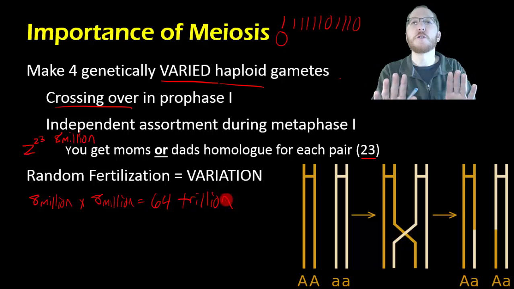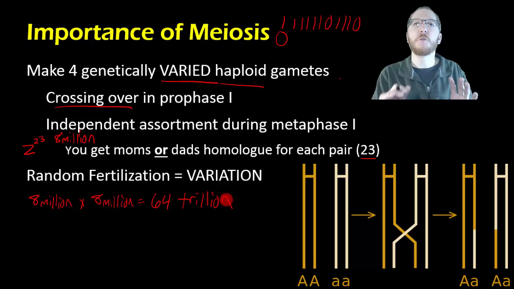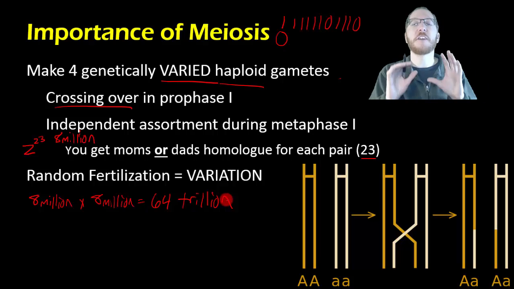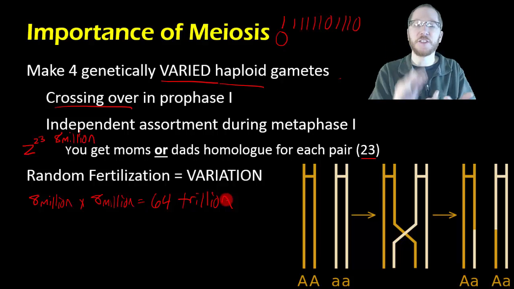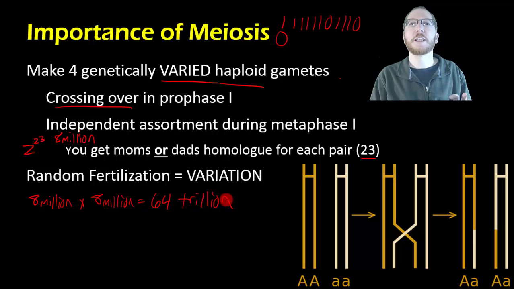Identical twins are weird because they came from the same egg and the same sperm, so you can't really include them with this. But there's a 1 in 64 trillion chance, ignoring crossing over, which makes this astronomically higher, that you could ever have identical offspring with the same mother and the same father because of the variation, in humans at least, caused by meiosis. For other organisms, that number can go up or that number can go down a bit depending upon how many different types of chromosomes they have, because that influences independent assortment. But the number's always going to be a big number because of crossing over, random fertilization, and independent assortment. It's always going to be exceedingly, exceedingly rare that you'd ever get identical offspring via sexual reproduction.